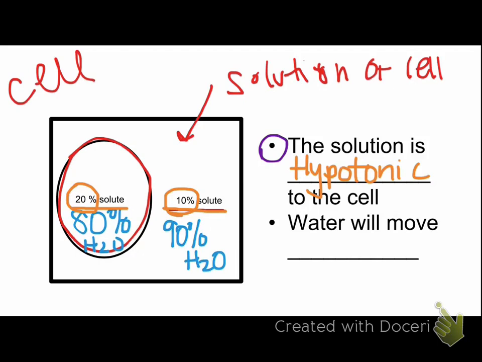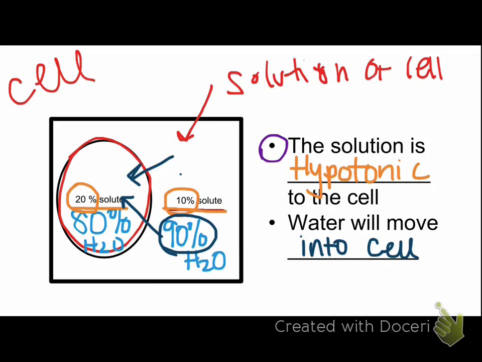The next step is to identify in what direction will water move. So if you remember, what we said before is that water will move from a high concentration of water to a low concentration of water. So where's my higher concentration of water? Well, that's outside of the cell here. I have a higher concentration outside, 90% to 80% inside. So what's going to happen is water is going to move into the cell, causing the cell to reach equilibrium. So water will move into the cell.